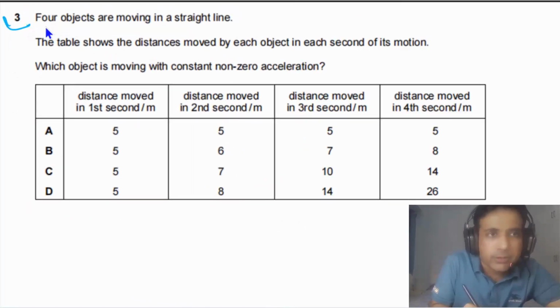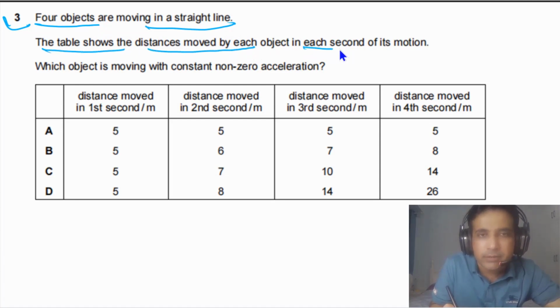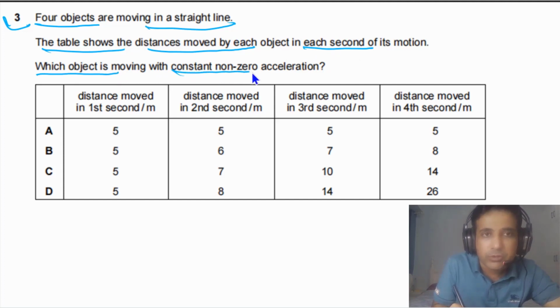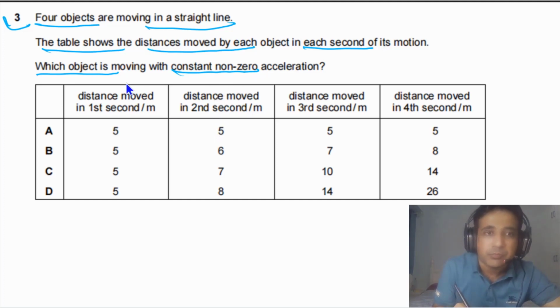Question number 3 says 4 objects are moving in a straight line. The table shows the distances moved by each object in each second of its motion. Which object is moving with constant non-zero acceleration? So we have distance moved per second, so it means these are the speeds.